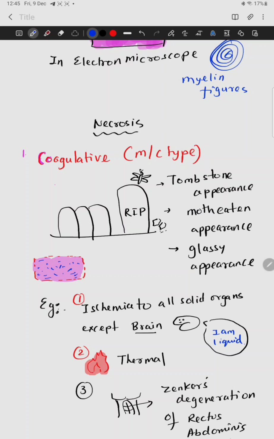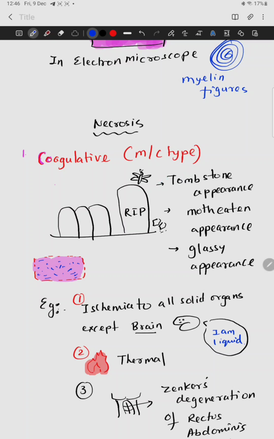Liquefactive, it's like liquid, right? Coagulative, coagulation, solid. Remember, it's solid, right? And we need to know that. And this coagulative is the most common type, right? Solid is the most common type. Everything you want to be solid, you don't want to be liquid, right? Obviously your pen, your books, everything should be solid. So this is the most common type.